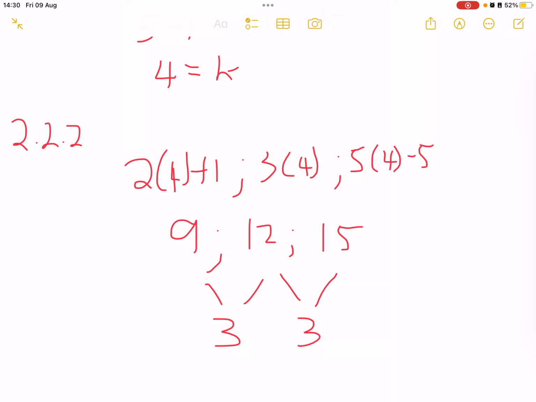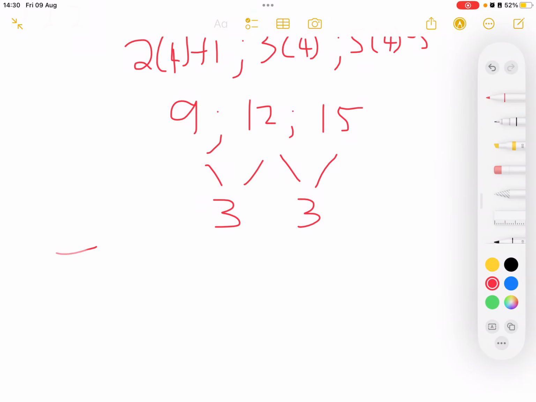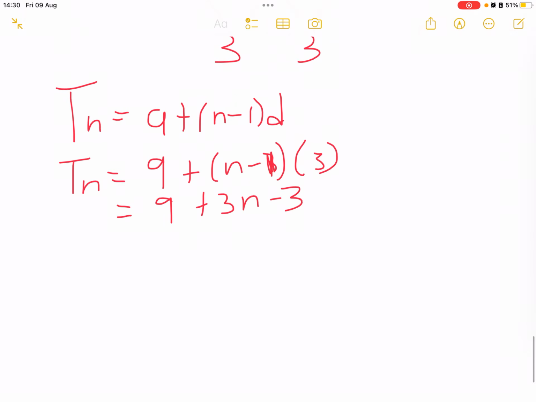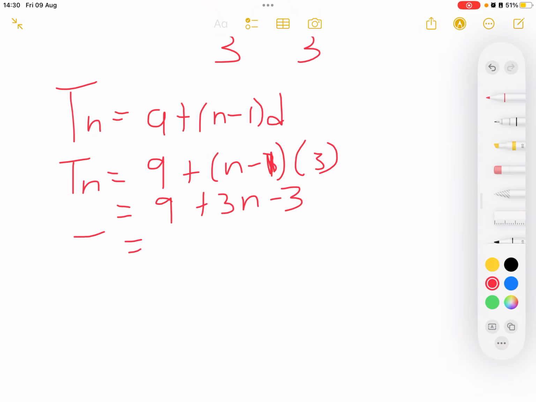And the formula for an arithmetic general term is given by Tn is equal to a plus (n minus 1)d. So Tn is equal to the first term, which is 9, plus (n minus 1) times 3. So Tn is equal to 9 plus 3n minus 3. And this gives us a value of Tn is equal to 3n plus 6.